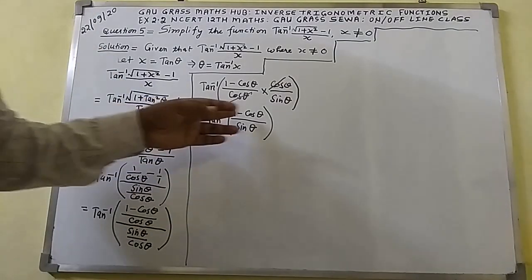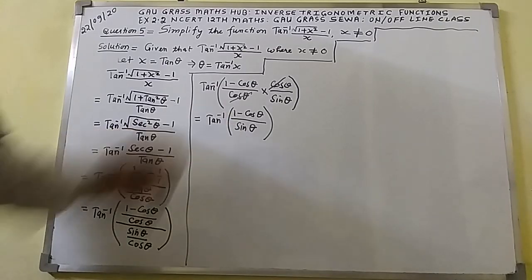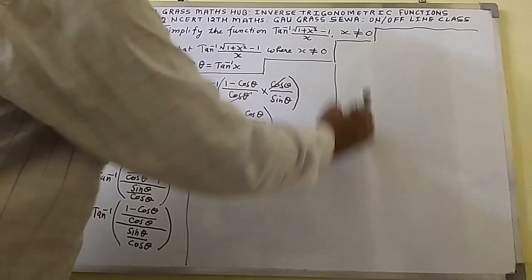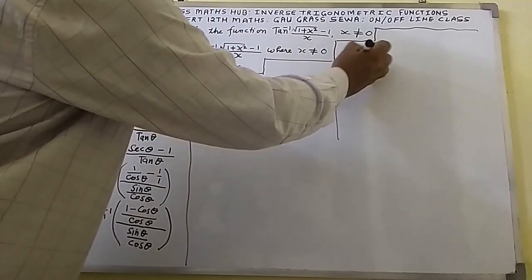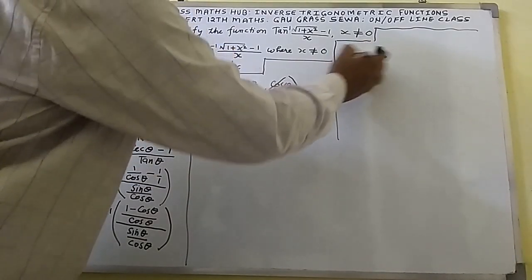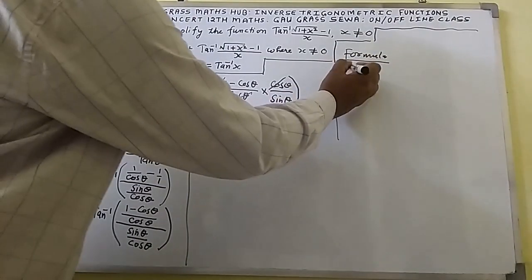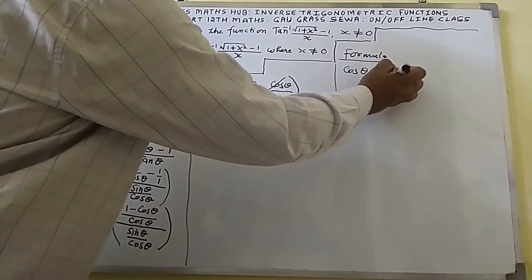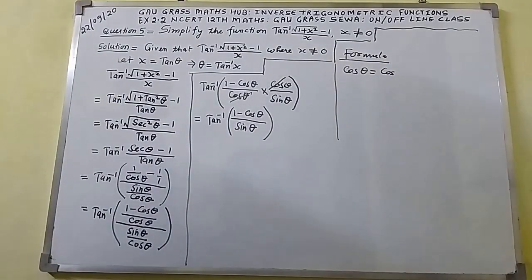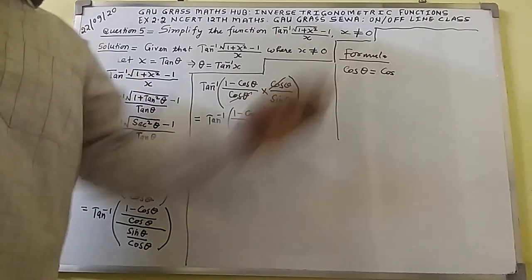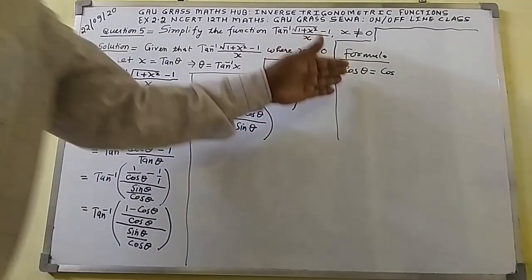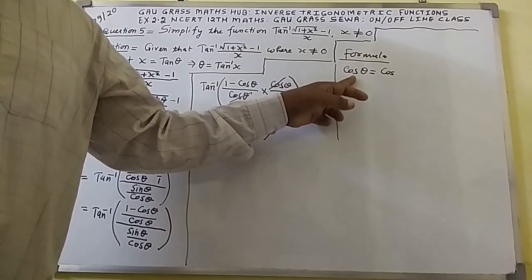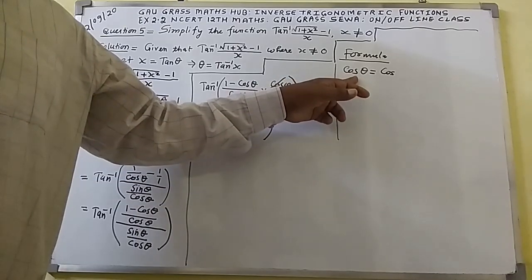Now here you can see 1 minus cos theta, and here you can see sin theta. Now here again I shall apply some basic formulas that you know. Cos theta is equal to, this is known as the half angle formula, where theta is measured in radians.